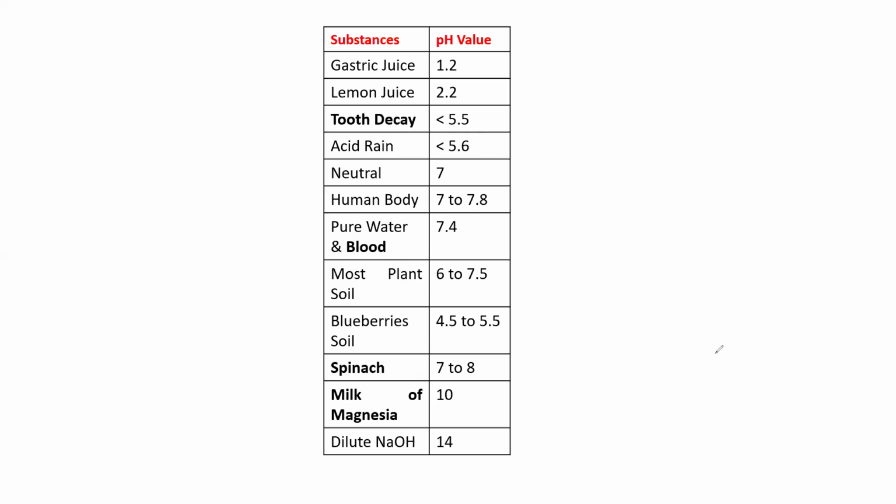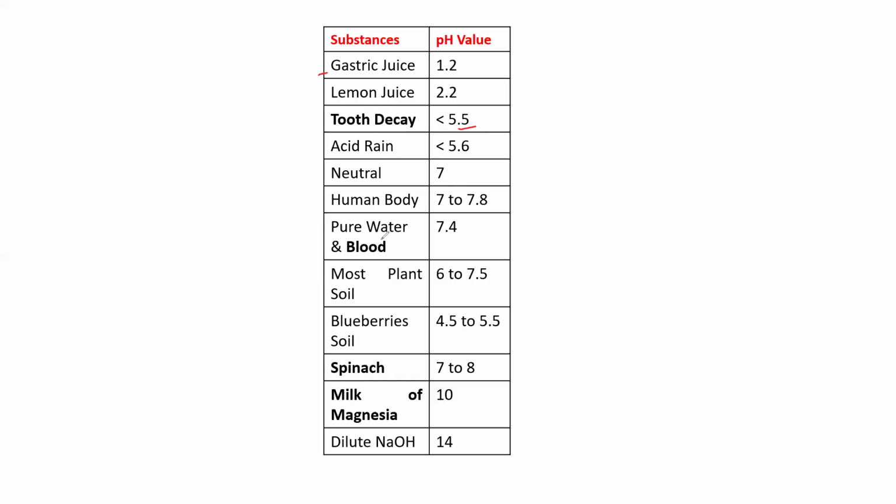Here we have substances and pH value. So the important substances we are going to discuss: gastric juice, that is 1.2, lemon juice 2.2. Tooth decay starts when the pH is less than 5.5, acid rain less than 5.6, neutral is 7.